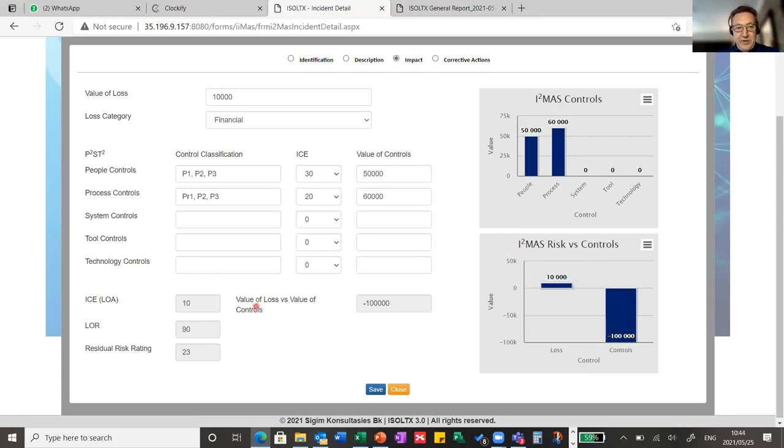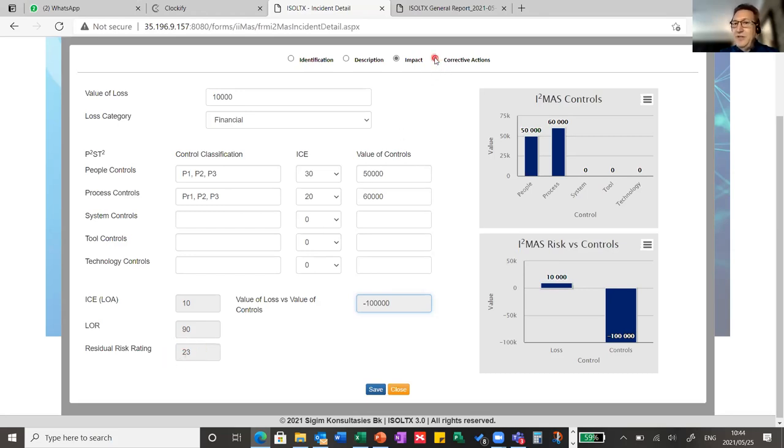And this is where we've got the value of loss versus the value of the controls immediately available for you. It is just through a drop-down menu, and we can do that for you because you need to have your asset register in place, your personnel register in place, your process register in place, your systems, to understand the value of your systems. And as you can see here at the bottom, even your incidents gives you a level of assurance. That's a 10. Your level of risk, it's a 9. And then your residual risk rating is a 23.